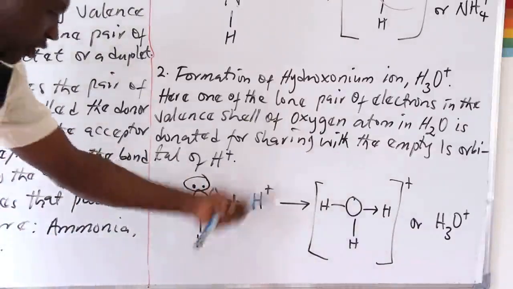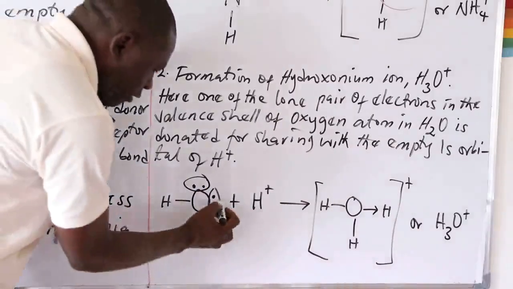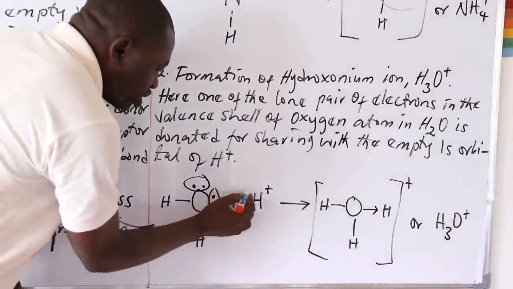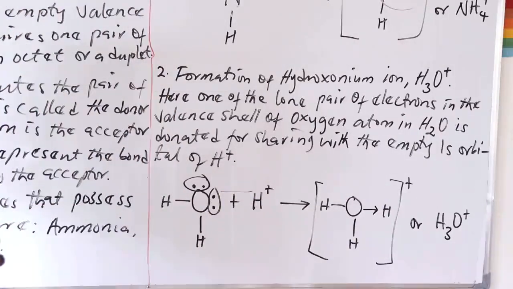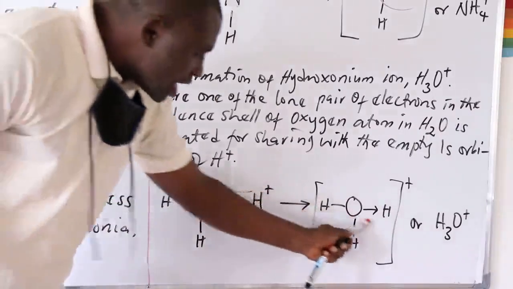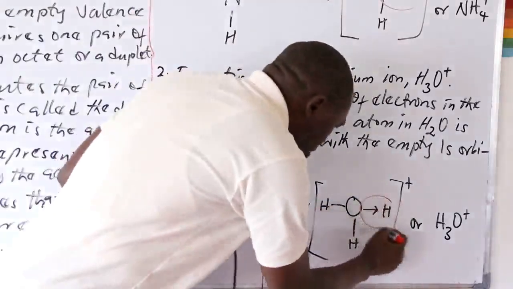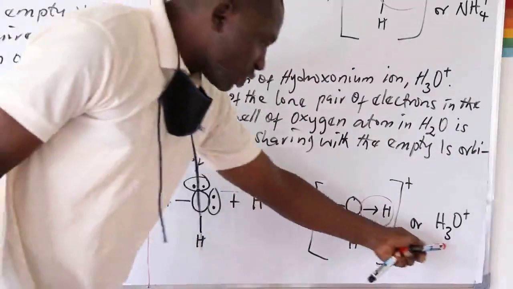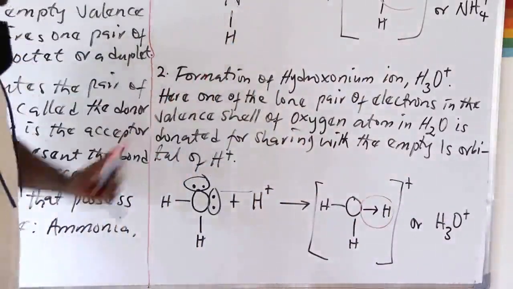So if it comes across a hydrogen ion, it will be able to use one of the lone pairs, okay, one of the lone pairs to share with this hydrogen ion, thereby forming a coordinate covalent bond. Once again, this is our coordinate covalent bond, and that gives you hydronium ion. Okay, as I said, these are not the only examples.